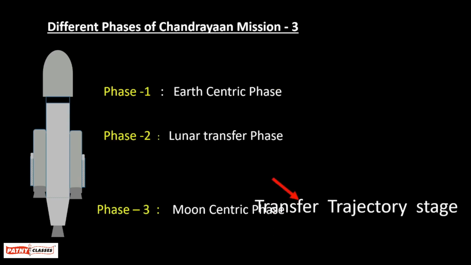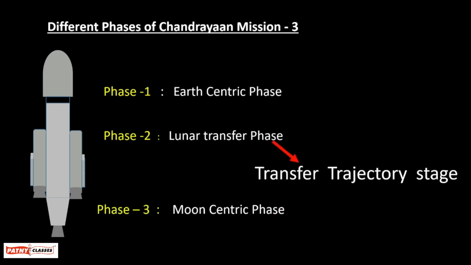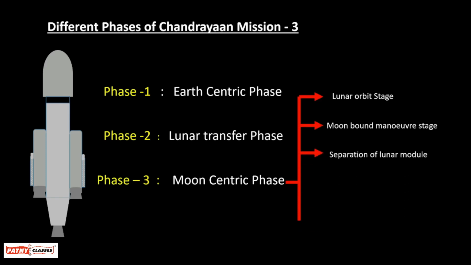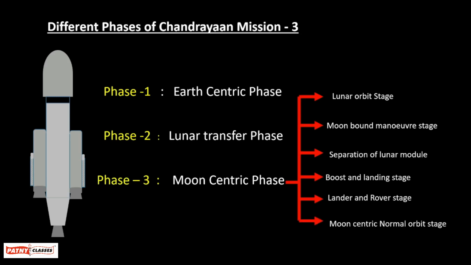In the lunar transfer phase, there is only one activity, that Chandrayaan-3 is changing its trajectory. Phase 2, the stage is transfer trajectory stage. Under phase 3, that is moon-centric phase, there are different stages, and these stages are lunar orbit stage, moon-bound maneuver stage, separation of lunar module, boost and landing stage, lander and rover stage, moon-centric normal orbit stage.